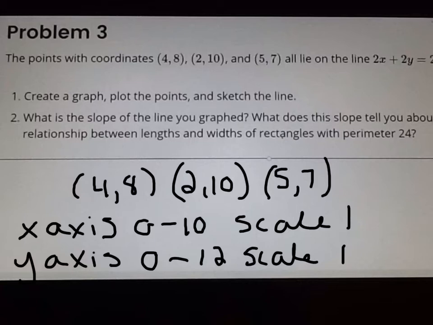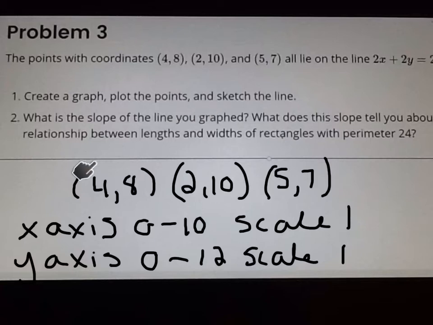So I am supposed to graph these points, which are all solutions to the equation 2x plus 2y equals 24. They're solutions to this equation, which means that they lie on the line of 2x plus 2y equals 24. I'm supposed to graph those points and sketch the line.